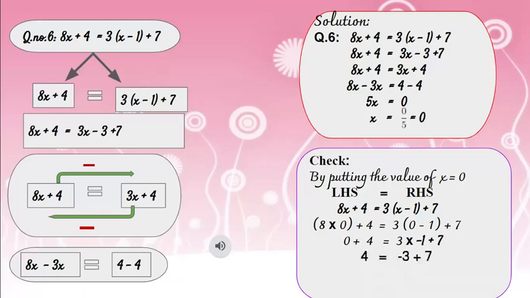Minus 3 plus 7. Different sign, subtraction. So 7 minus 3, 4. So right side also we got 4. LHS is equal to RHS. Proved, our answer is correct.